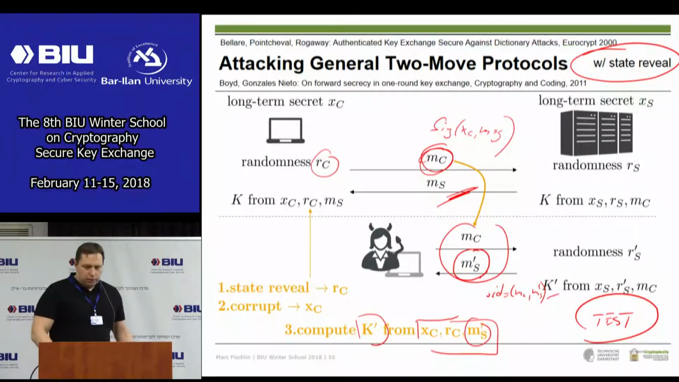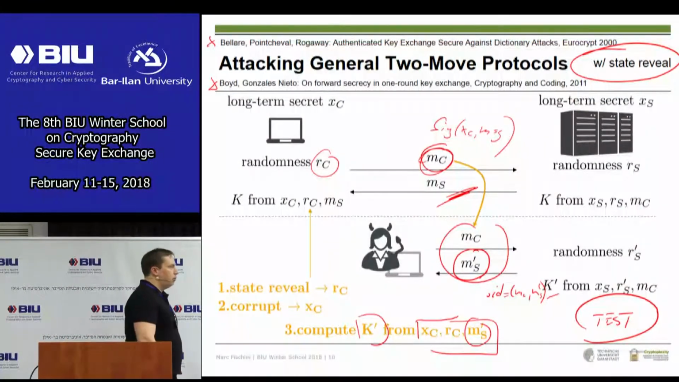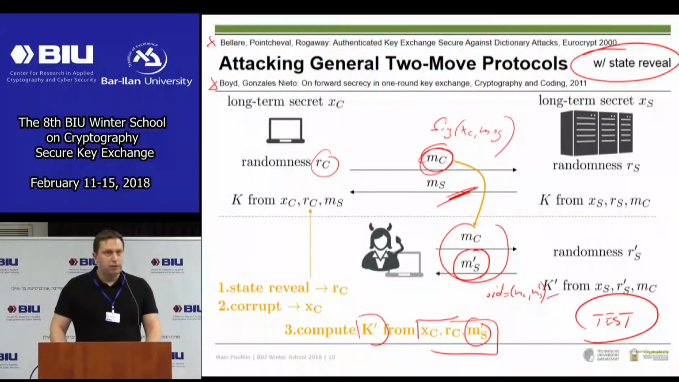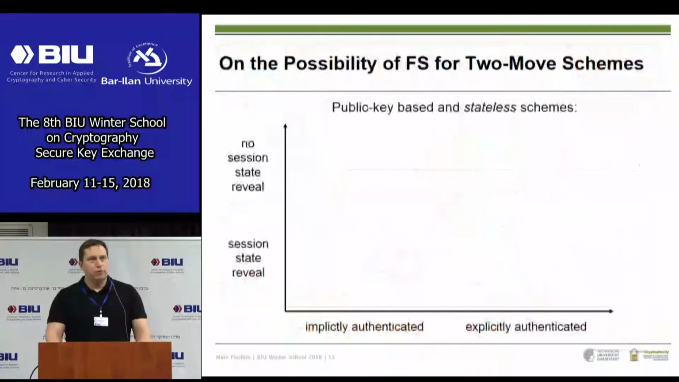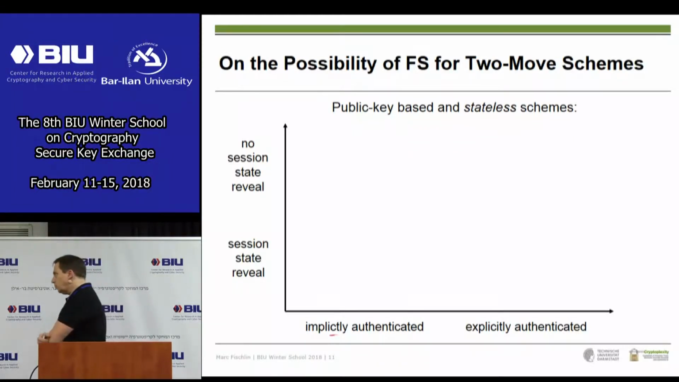Now the interesting thing is on the fourth square, there are examples where you can achieve this. I'm not going to talk about this protocol, but there are cases where you can really achieve forward secrecy. So if you ever design a two-move protocol, don't give up on forward secrecy. It could be that you are in this good case.